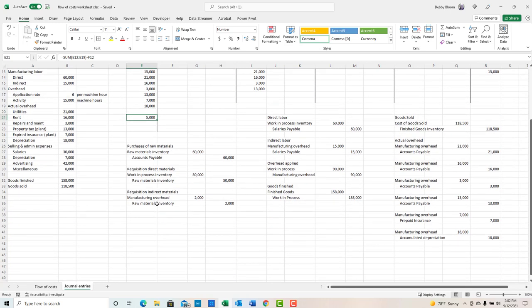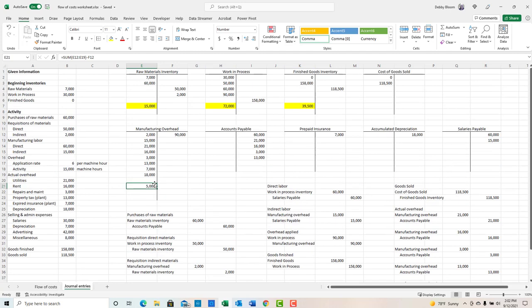Now, the final step in the process is to close manufacturing overhead into cost of goods sold. Although, if that ending balance was large, we would close it to work in process, finished goods, and cost of goods sold based on their relative balances. So it's just a cost allocation.